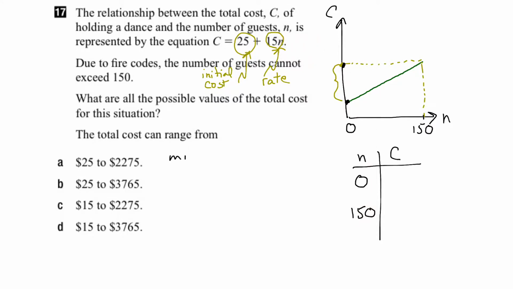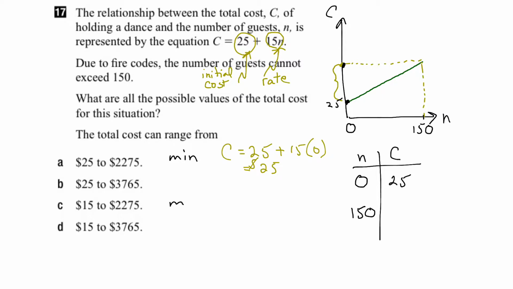Alright, let's start with our minimum value. What we do is we substitute 0 into our equation, so that would be c equals 25 plus 15 times 0, no guests attending, which will give us $25. So this would be 25, and we know that this value here would be $25.